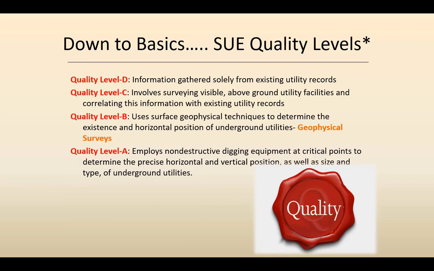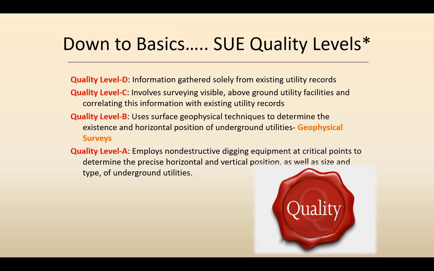Once we talk about the quality levels, there are four quality levels which have been defined in ASCE 38-02. There are other standards also which further bifurcate these quality levels, but for this discussion we are restricting ourselves to ASCE 38-02. So quality level D is the information gathered solely from existing utility records. Quality level C involves surveying visible above ground utility facilities and correlating this information with existing utility records. Quality level B is where the significant advancement has taken place in terms of the mapping of underground utilities. It uses surface geophysical techniques to determine the existence and horizontal position of underground utilities.